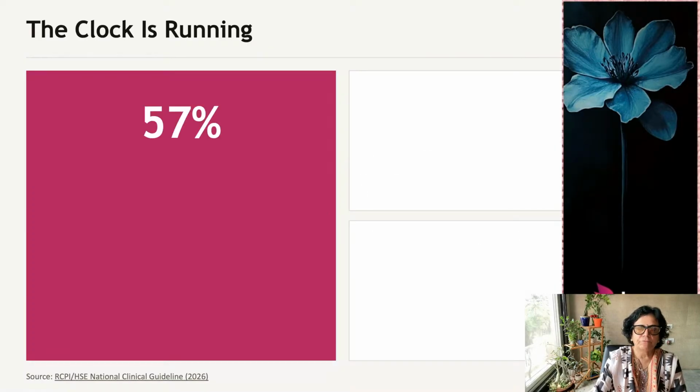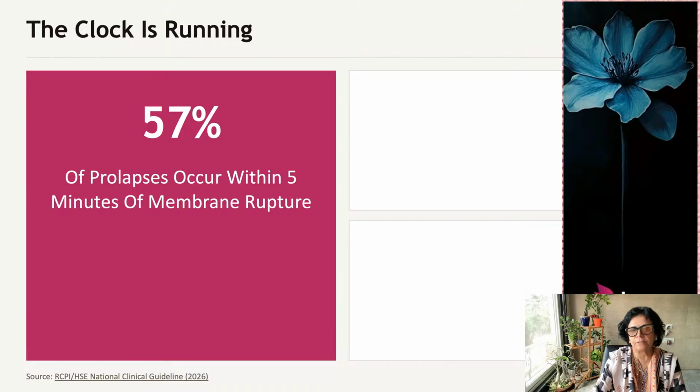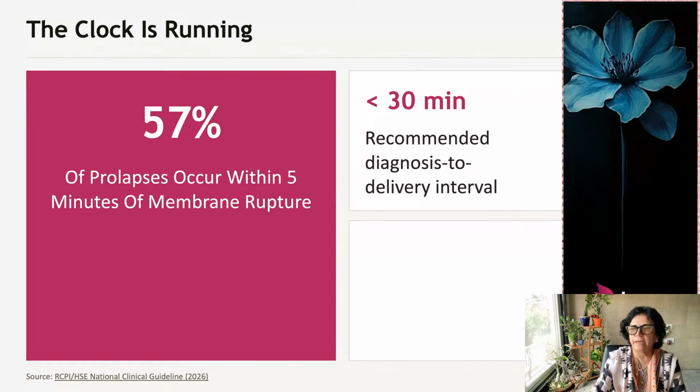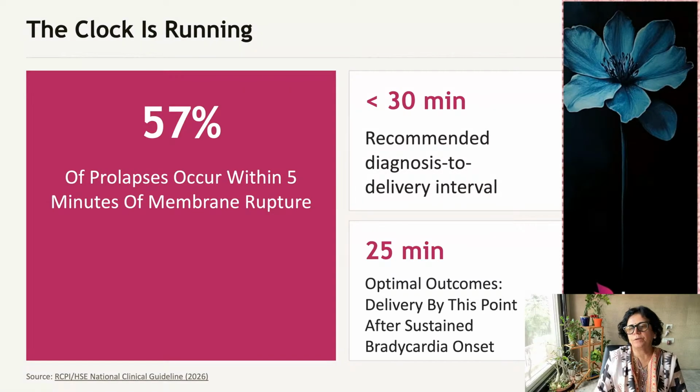The clock is running. 57% of prolapses occur within 5 minutes of membrane rupture. Less than 30 minutes is the recommended diagnosis-to-delivery interval. 25 minutes is optimal, with delivery by this point after the onset of sustained bradycardia.